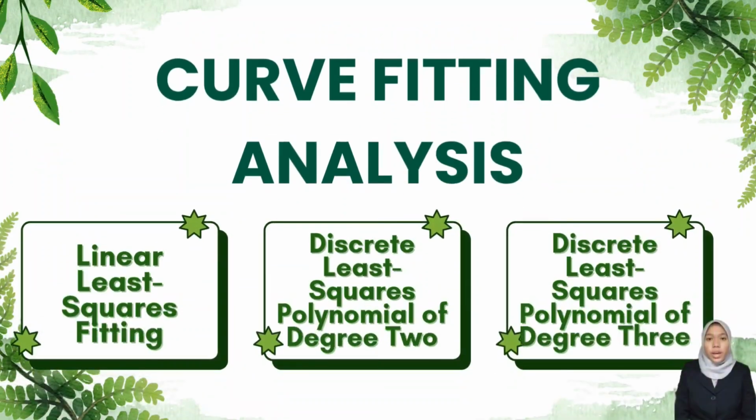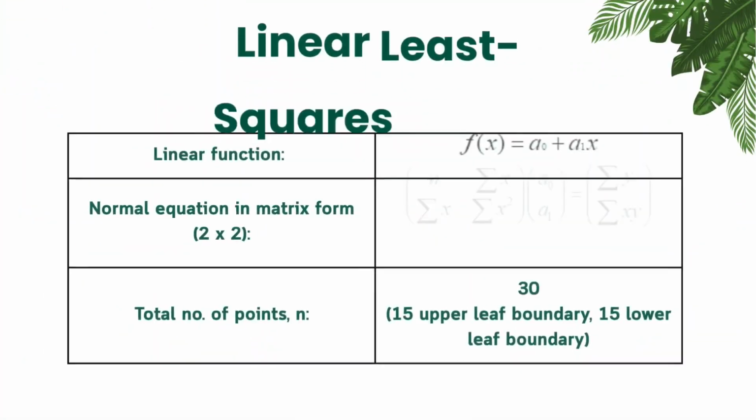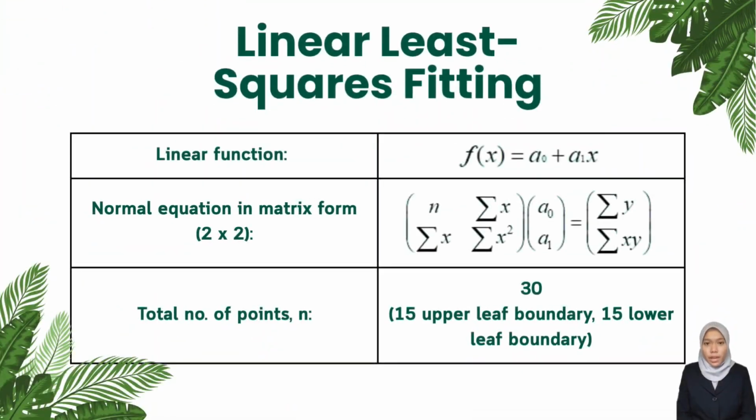Now, let's take a look at the curve fitting analysis, beginning with the linear least squares fitting model. Here, we can see the linear function f(x) equals a0 plus a1x. The 2 by 2 normal matrix form will be used, which requires the summation of x, x squared, y, and xy. Our total sample size n is 30, which is 15 for upper and 15 for lower.